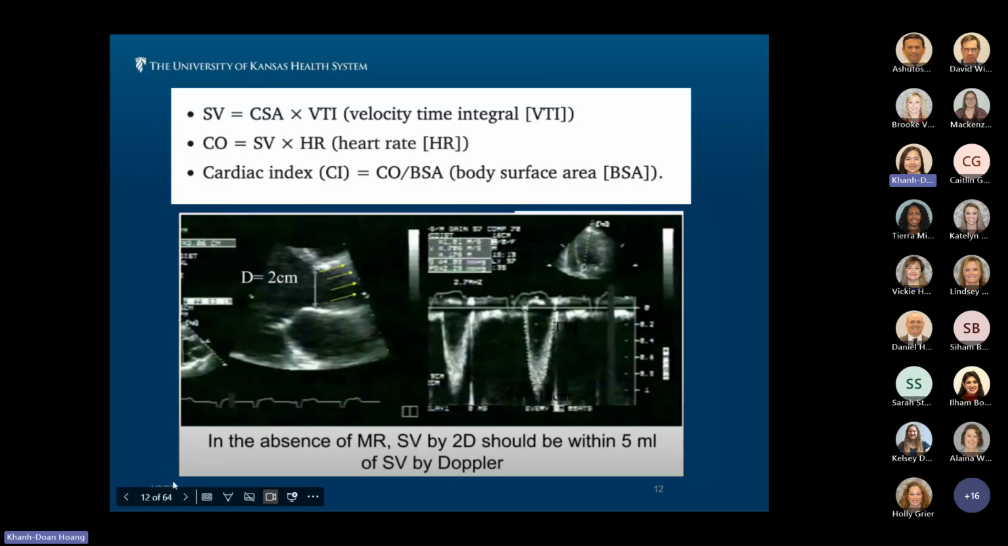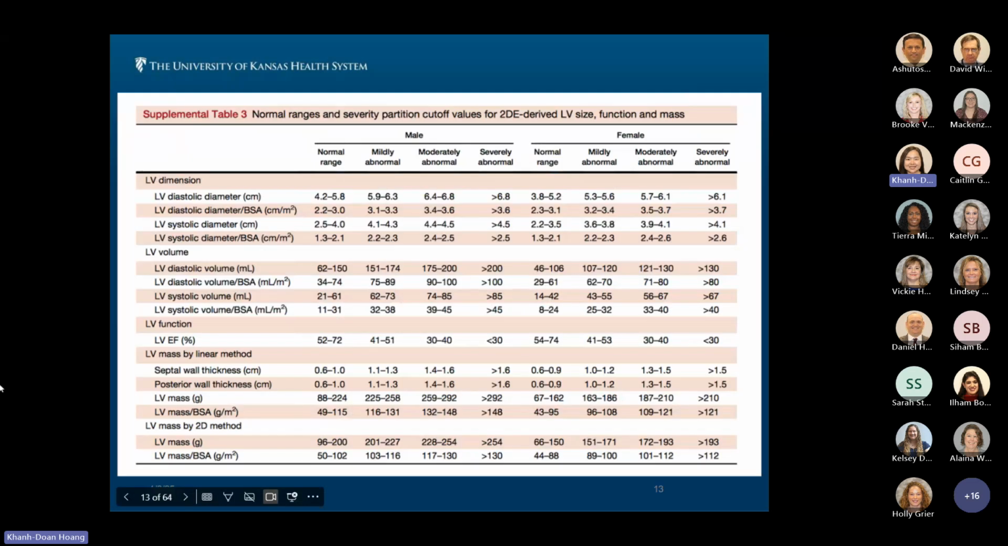And you can actually do an internal control in patients who don't have significant mitral regurgitation or aortic regurgitation by comparing stroke volume from your 2D measurements and Doppler measurements. And these values should closely match each other, ideally within 5 milliliters. And then I just wanted to include a reference table from guidelines, showing your LV volumes and your ejection fraction based on gender.